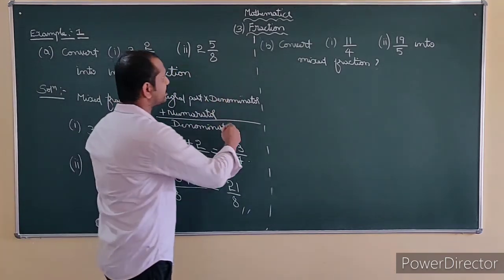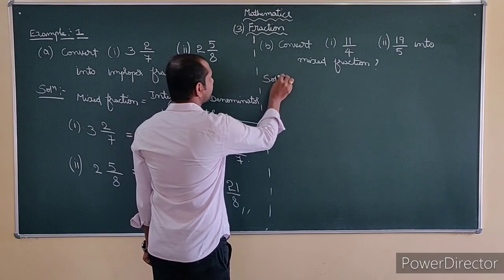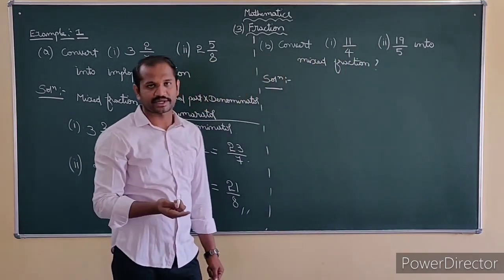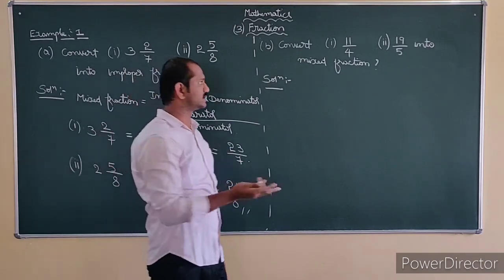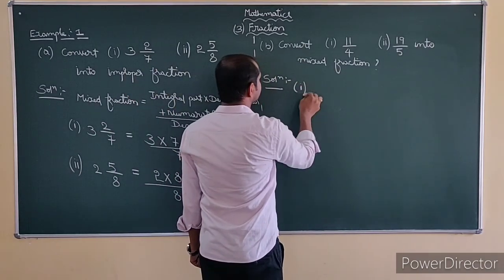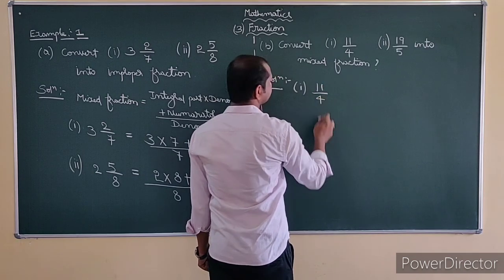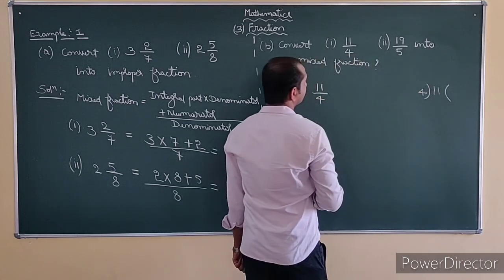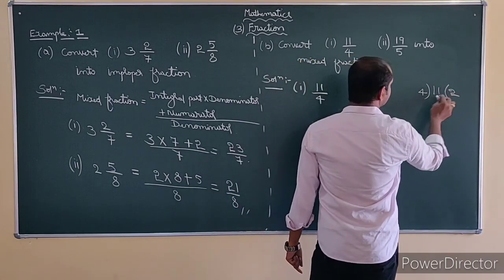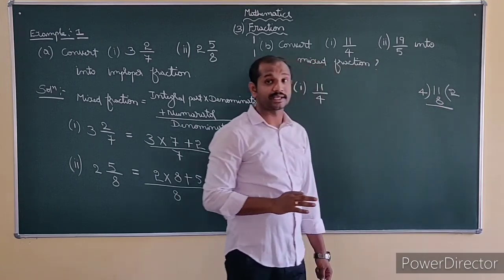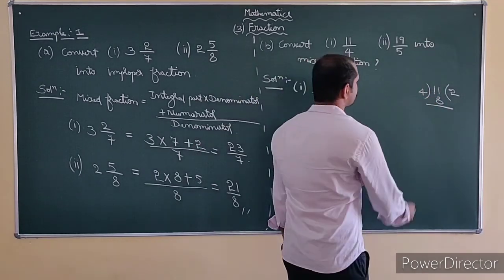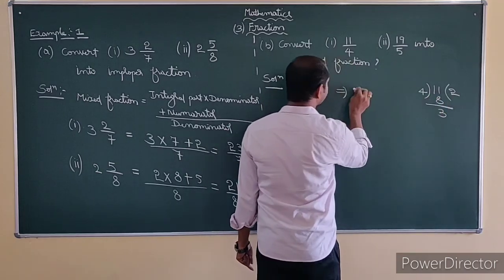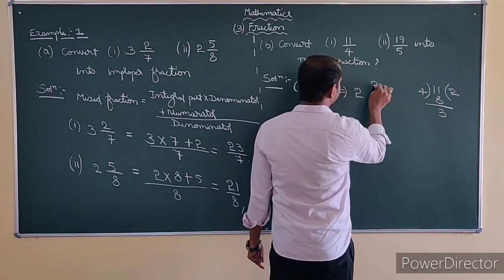Now we have just the reverse way of that. We are given 11 by 4, 19 by 5. Those are improper fractions. We need to convert them to mixed fraction. So how to convert? First one we have 11 by 4. So let's divide it. 4 1s are 4, 4 2s are 8, 4 3s are 12, I cannot take. The reason is 8 is 11. So what is the remainder? 3. So this we can write as 2 3 by 4.